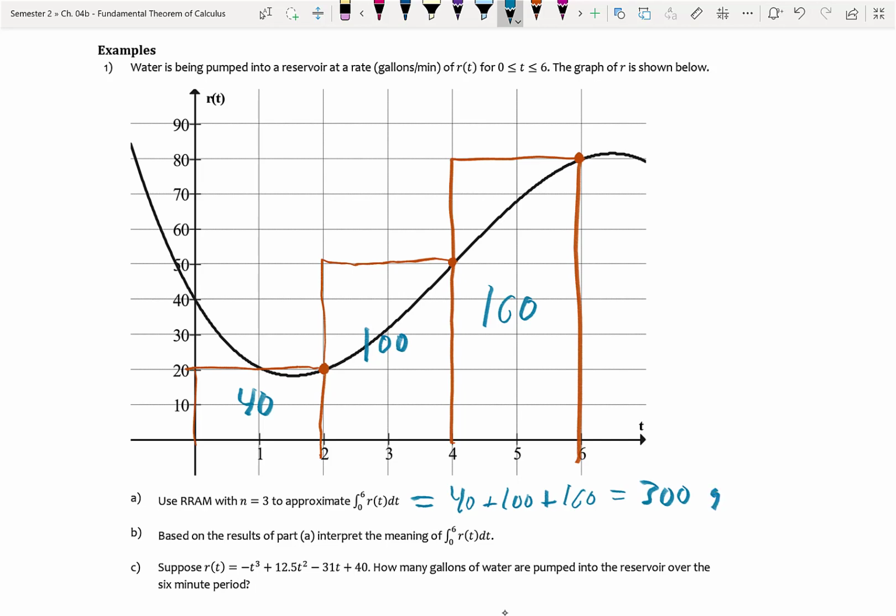It is 300 gallons. Just gallons. The integral of gallons per minute across 6 minutes is just the gallons, the total number of gallons that flowed over those 6 minutes. So it says interpret the meaning. We're going to say 300 gallons of water pumped in the first 6 minutes.